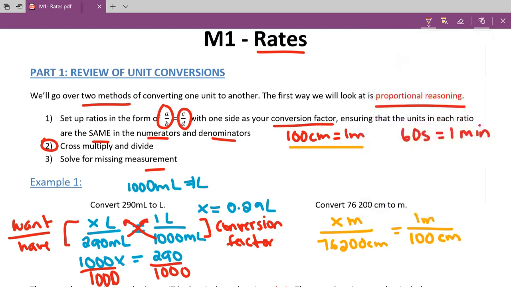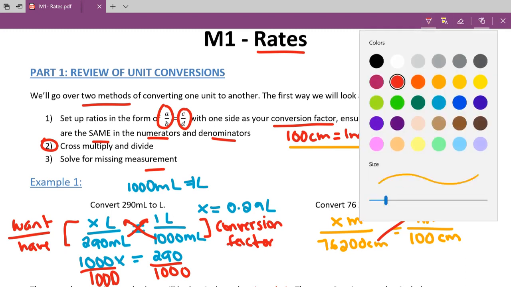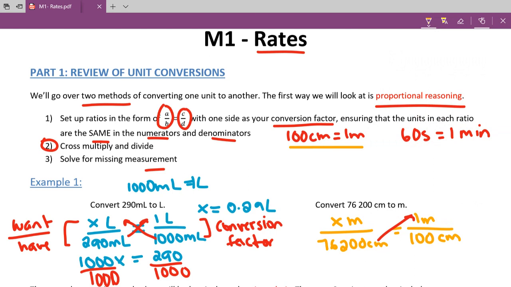I'm going to cross multiply. And this time we notice if I just cross multiply from the left side to the right, and I don't bring that 100 over, it's going to save me a step. All right, I'm trying to isolate x. So let's just bring that denominator over. You can go for either method, whatever makes more sense to you.